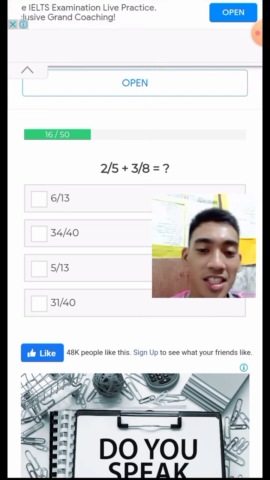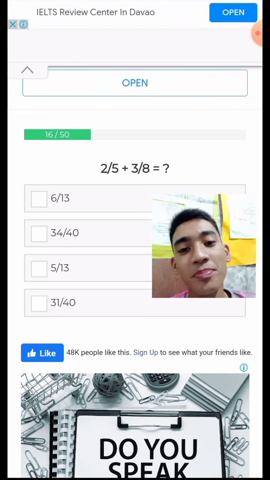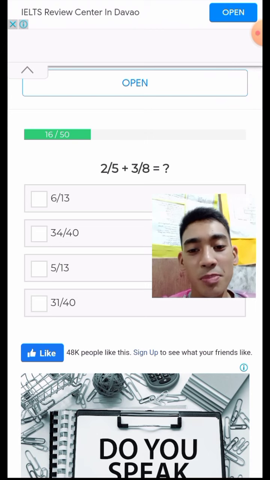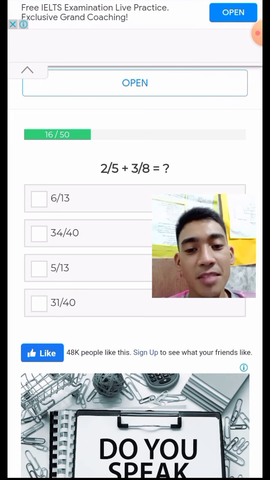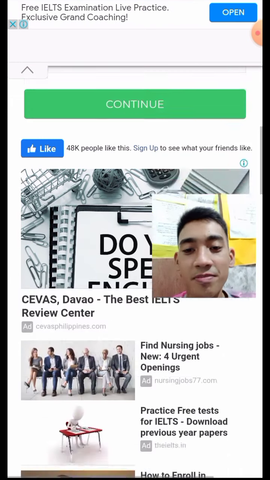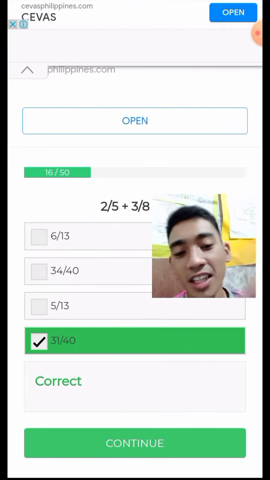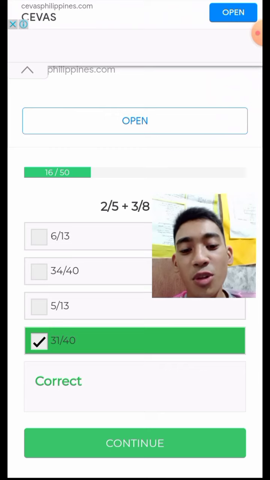8 times 2, 16. 40 divided by 8 will give us 5. 5 times 3 will give us 15. So 16 plus 15 will give us 31. So 31 all over 40. That's how simple it is. 31 over 40 cannot anymore be reduced into lowest terms.